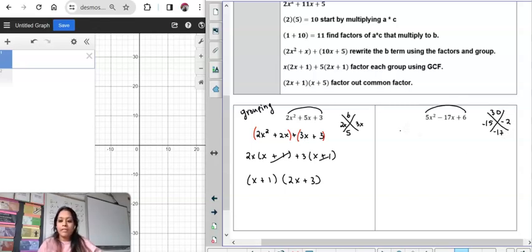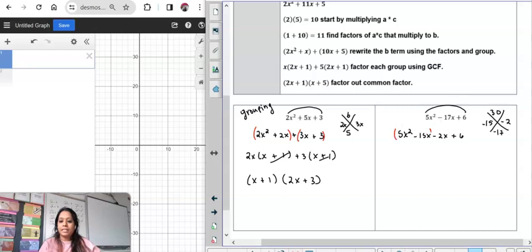Alright, so I'm going to go ahead and rewrite my polynomial. So 5x squared minus 15x. I'm going to break down the negative 17x to say negative 15x minus 2x. That gives me my 17x back. And then I'm going to bring down the c. Next, I will go ahead and group them.